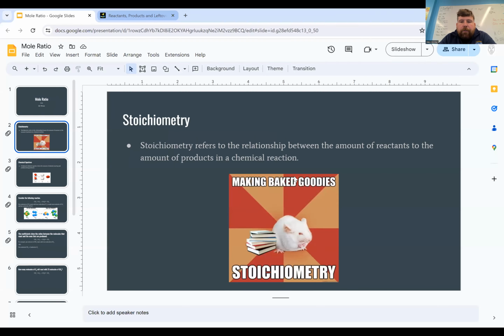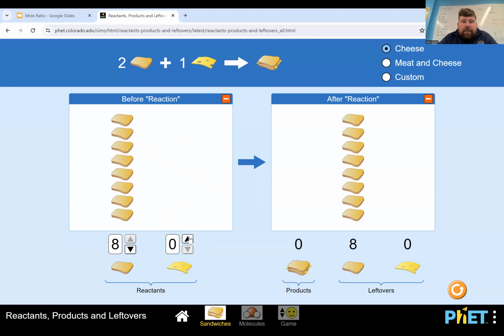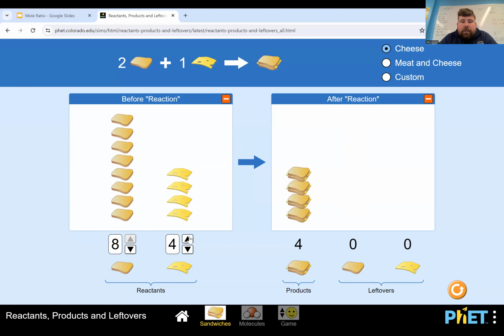Imagine you invited a couple friends over and you wanted to make sandwiches for your friends. We're just going to do simple grilled cheeses here. You have three friends over and you want to make a sandwich for yourself too, so you need to make four sandwiches. If you want to make four sandwiches, how much stuff do you need? How many reactants do you need? Well, you would need to have 8 slices of bread, and you would have to have 4 slices of cheese.